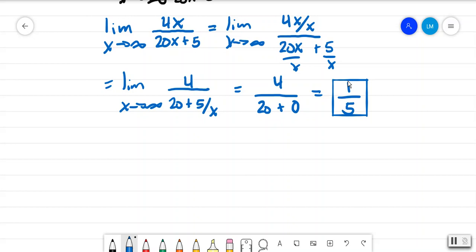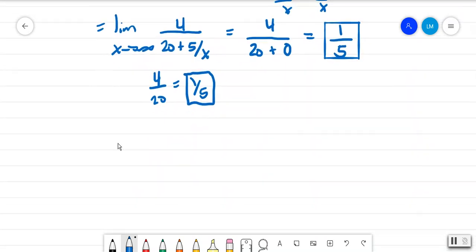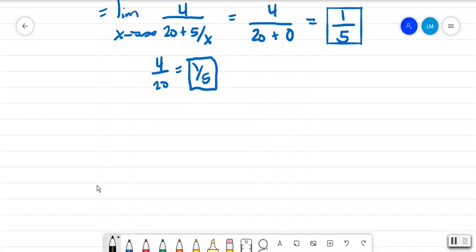Okay, and that's because they have the same degree. Whenever they have the same degree, technically you could have just said 4 over 20, and that would have given you the exact same thing, where you would have just said, oh, okay, well, that's just 1/5.